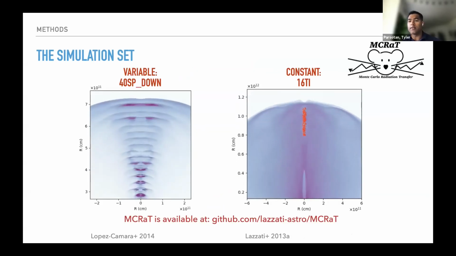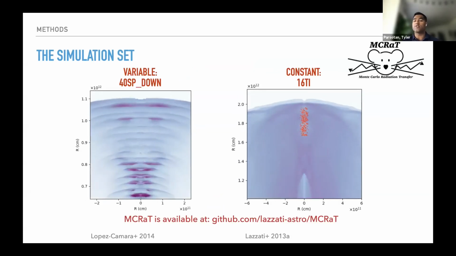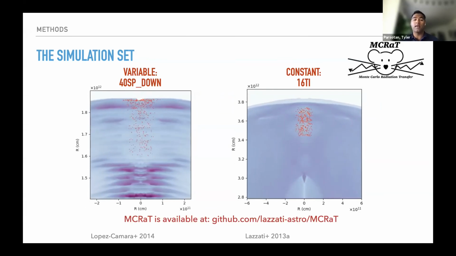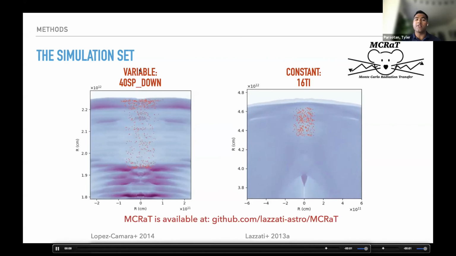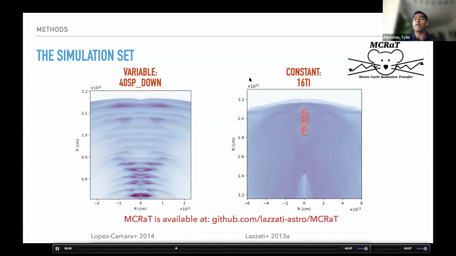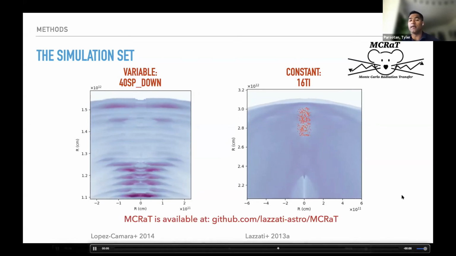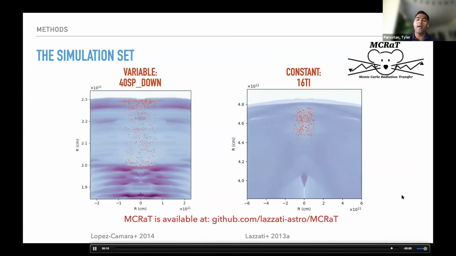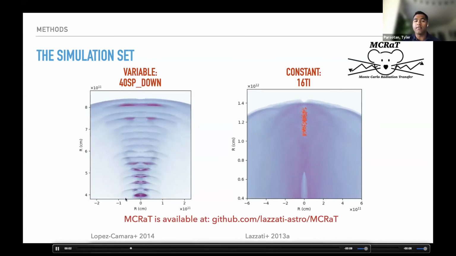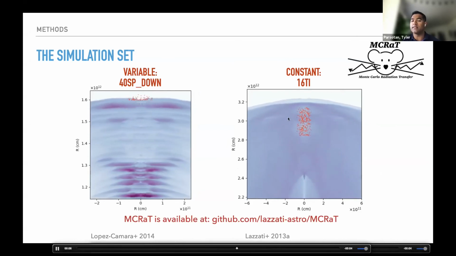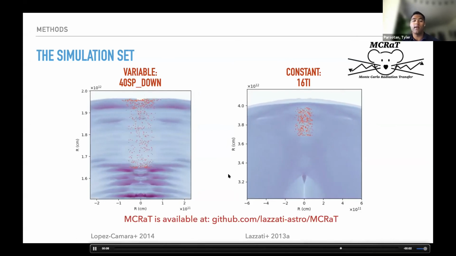So what does MC-RAT do? Well, MC-RAT is our Monte Carlo radiation transfer code. It's open source, available for anyone to use on any of their hydro codes. It takes hydro simulations. Here I'm showing you our variable simulation on the left, and on the right-hand side, I'm showing you the pseudo-color density profile of our constant jet profile. You can immediately tell that in the variable simulation, we have these striations in the jet. On the constant side, things look fairly homogeneous.